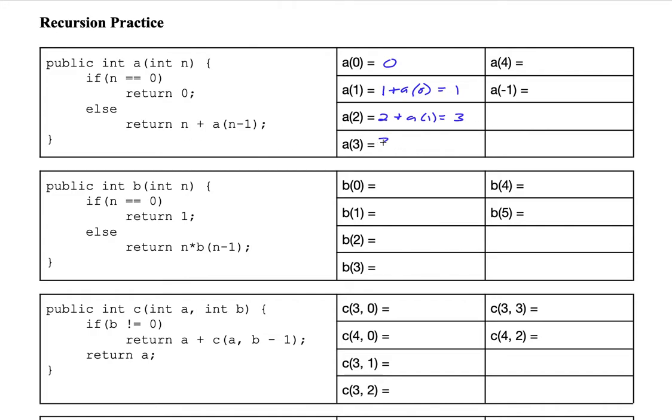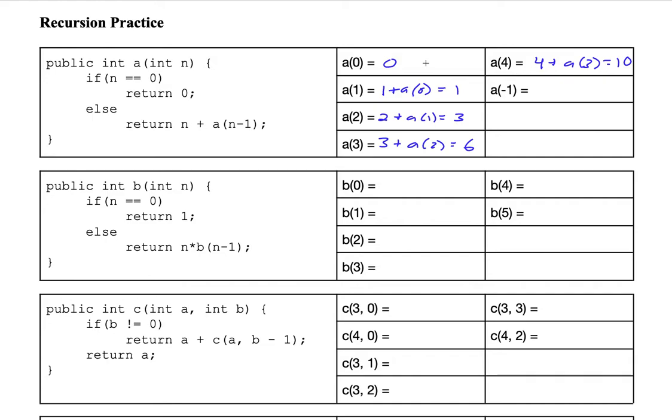A of 3 is going to be our current input, 3, plus a of 1 less than our current input. And remember that a of 2 was 3, so this is 3 plus 3, which is 6. A of 4 is going to be 4 plus a of 1 less than our current input. And we knew that a of 3 was 6, so 4 plus 6 is 10.